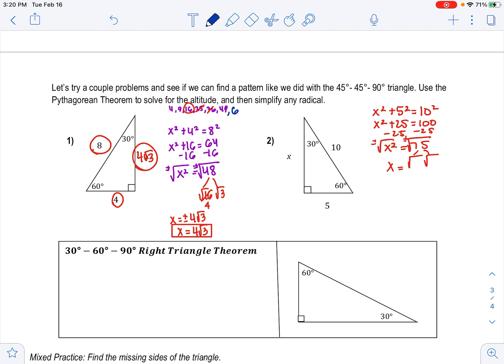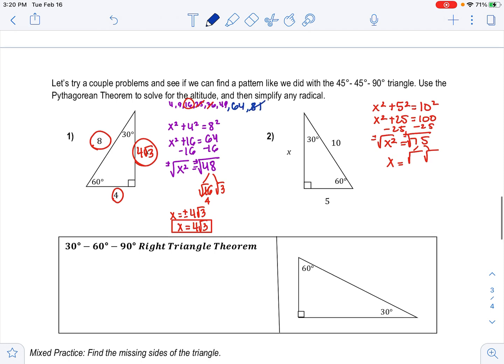Biggest perfect square that goes into 75. So let's look. I've got to keep going. 7 squared, 8 squared, 9 squared. Okay, it's not that because it's too high. 64 does not go into 75. 49 does not. 36 does not, but 25 does. So 25 goes in there 3 times. So I have x equals, the square root of 25 is 5 root 3.